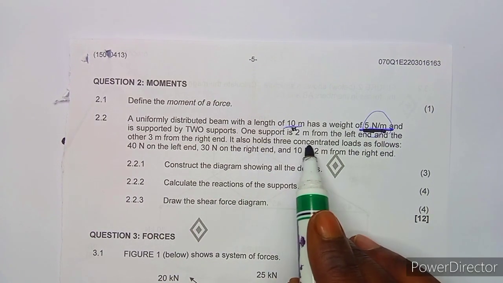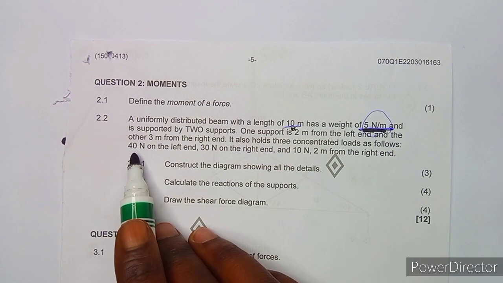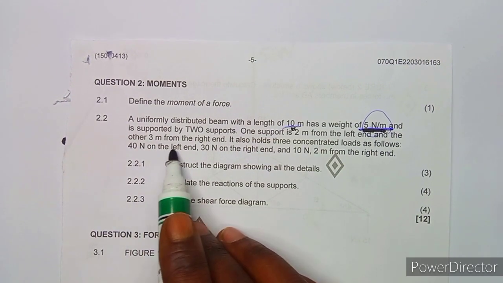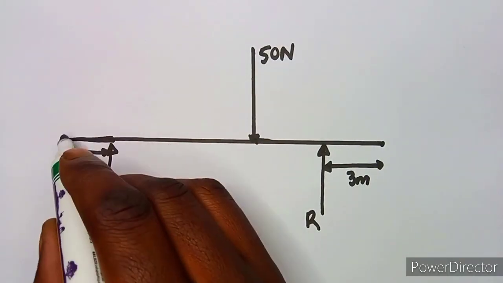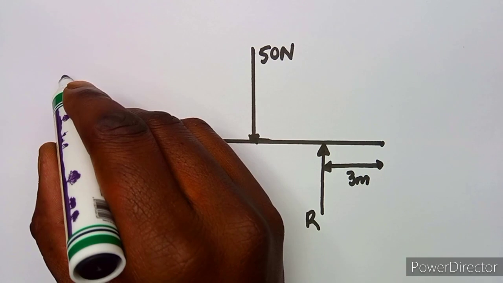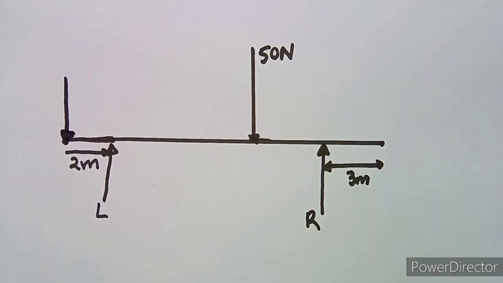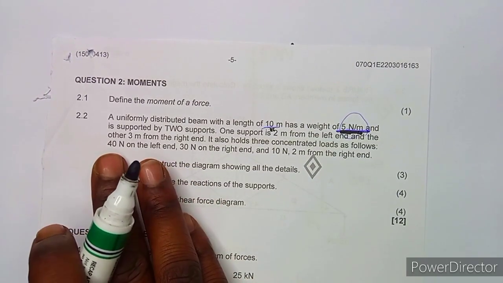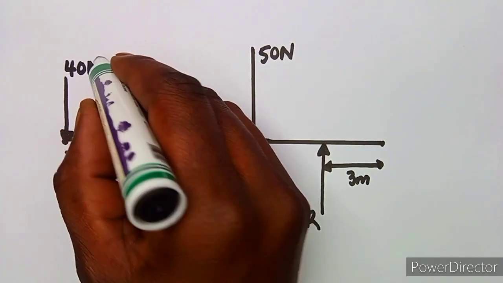It holds 3 concentrated loads as follows. 40 Newton on the left. Take note, guys, on the left end there's a 40 Newton load, which means direct on the left. This is your left end here. So there is something like this, 40 newtons on the left end, like this.